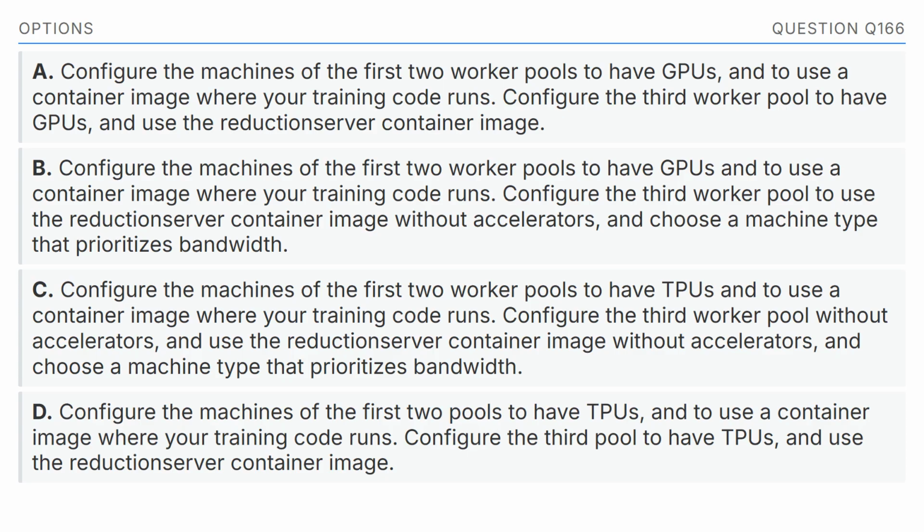Option C, configure the machines of the first two worker pools to have TPUs and to use a container image where your training code runs. Configure the third worker pool without accelerators, and use the reduction server container image without accelerators, and choose a machine type that prioritizes bandwidth. Option D, configure the machines of the first two pools to have TPUs, and to use a container image where your training code runs. Configure the third pool to have TPUs, and use the reduction server container image.